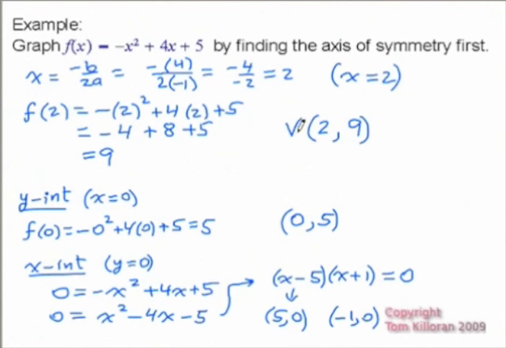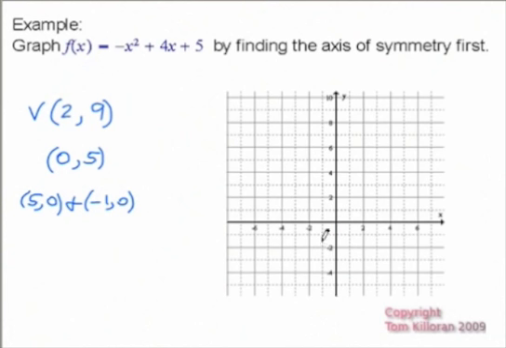So here we have our vertex, our axis of symmetry, our y-intercept, and our 2 x-intercepts. Let's see what the graph is going to come out to be. So let's plot all the information we have here. First off, the vertex is at (2, 9), so we'll go 2 to the right and 9 up. So we'll plot a point here. (0, 5) is the y-intercept, so we'll plot it right there. (5, 0), 5 to the right, and (negative 1, 0), 1 to the left.